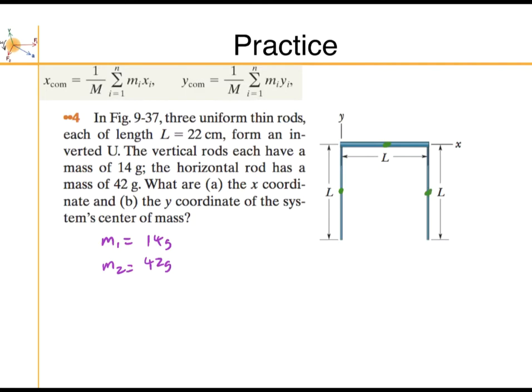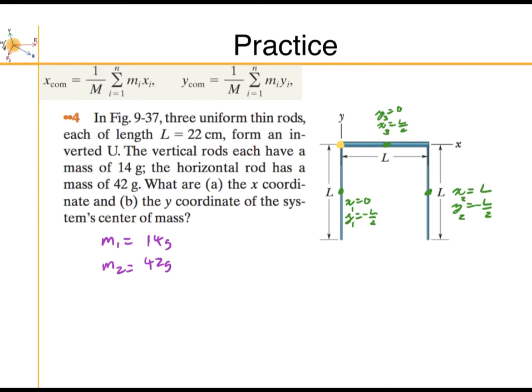So the center of mass for the top rod will be at x equals L over 2 and y equals 0. That's assuming that the origin is right here, the yellow dot. And the center of mass for the left rod here will be at x equals 0 and y equals minus L over 2. And the center of mass for the rod on the far right will be at x equals L, a distance L to the right, and y equals minus L over 2. So let's call this one rod 1. Let's call that one rod 2. We'll call this one rod 3.